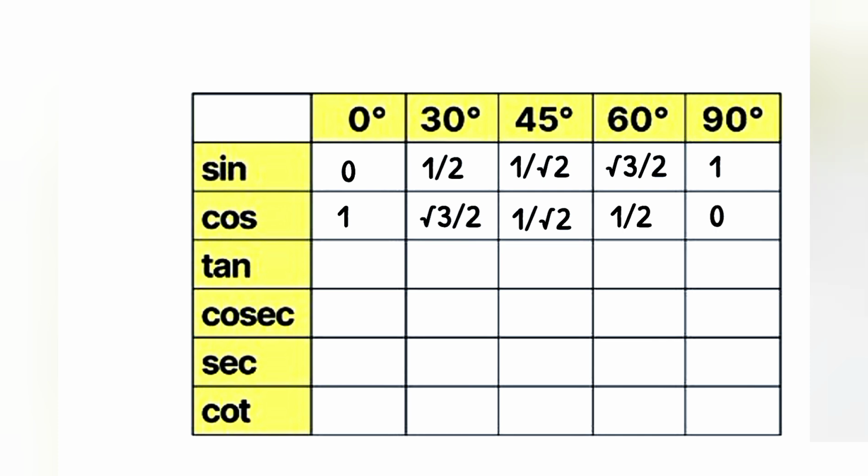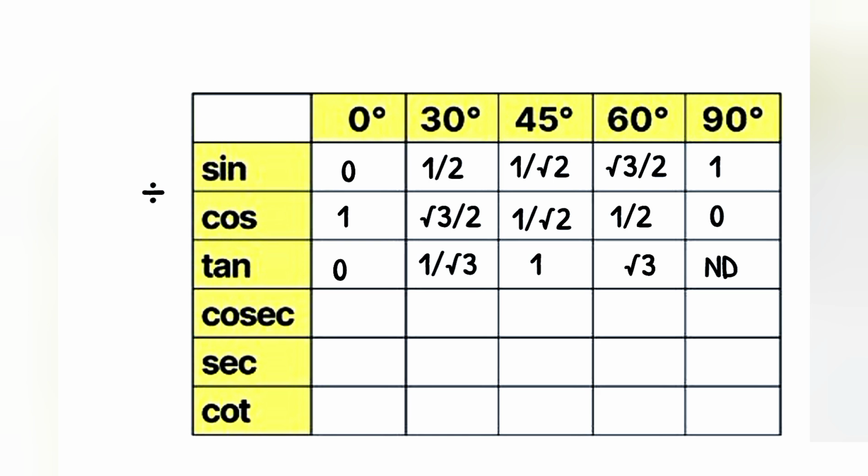As you know, sin A upon cos A is tan A. So to find the values of tan, we will divide the values of sine by the values of cos. So we'll get tan 0 degrees as 0, tan 30 degrees as 1 by root 3, tan 45 degrees as 1, tan 60 degrees as root 3, and tan 90 degrees is not defined, because dividing any number by 0 is not possible.